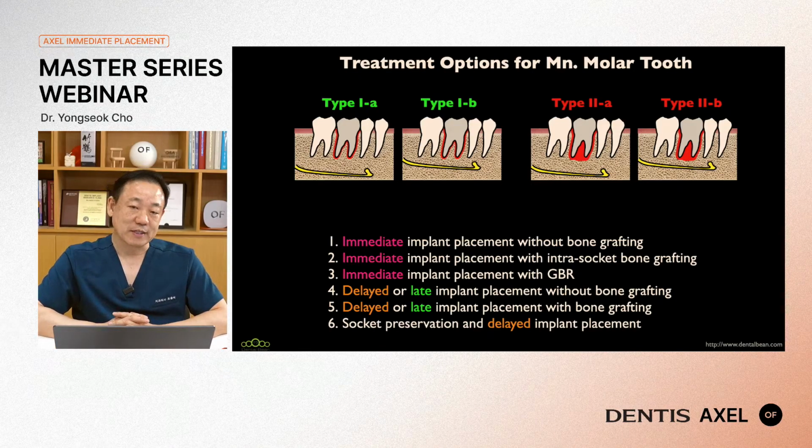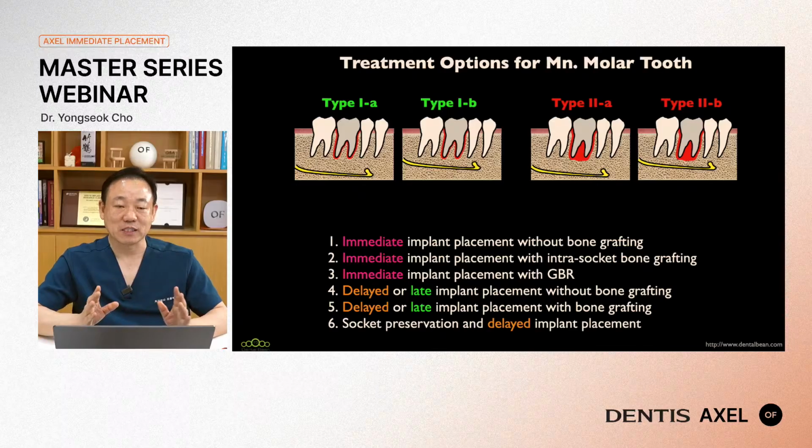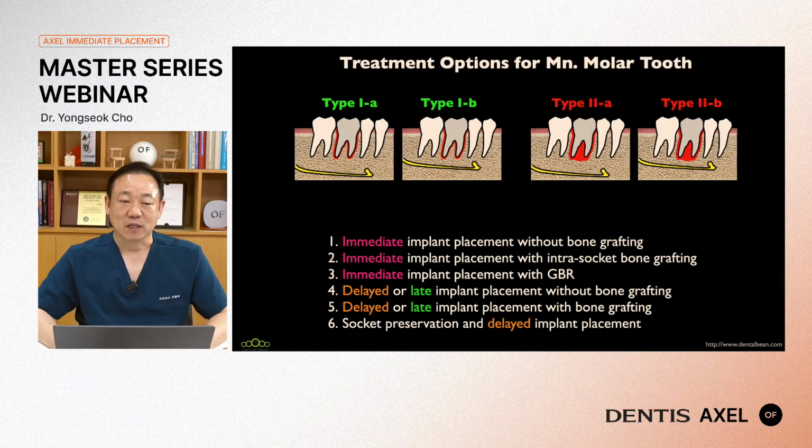One is immediate implant placement without bone grafting. Second, immediate implant placement with intra-socket bone grafting, and immediate implant placement with GBR, and delayed or late implant placement without grafting or with grafting. And one more is socket preservation and delayed implant placement. There are 6 possible kinds of options.